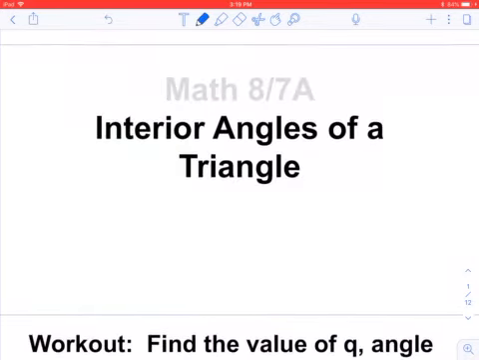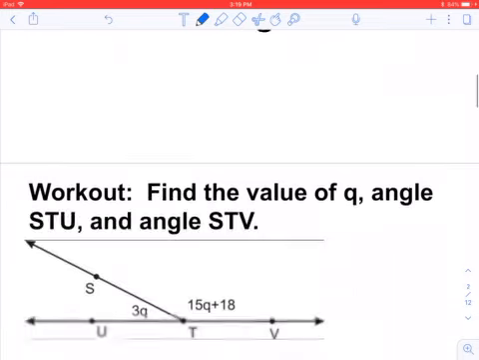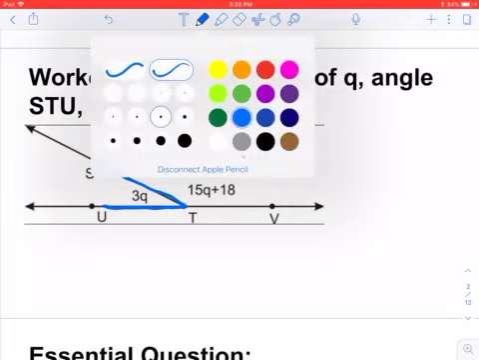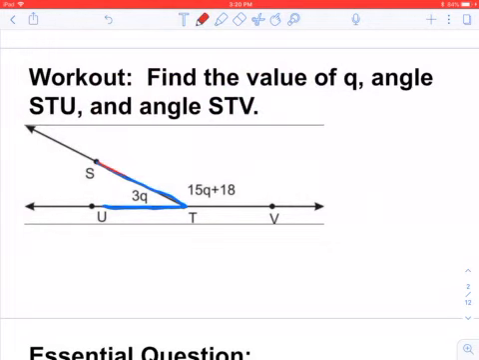All right, interior angles of a triangle. First, let's start with a little workout. You know how I told you all to make sure you were using equations when you did all of these different angle measurements. Here's why. When you have something more complex like this, you know what to do. It says find the value of Q, angle STU, and angle STV. First let's take a look at angle STU and also angle STV and come up with what their relationship is.